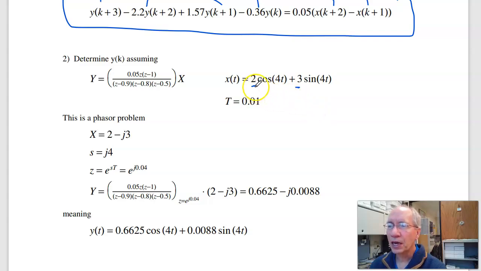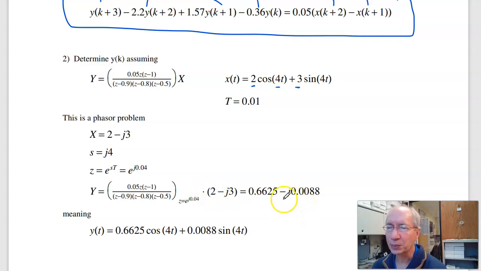So in phasors, I represent x as 2 minus j3, the real part's cosine, minus j is sine. S is j4, that's the frequency of oscillation, and z is e to the st. So if you're using MATLAB or an HP calculator, you got no problems. If you're using a TI calculator, TIs don't really like complex exponentials. In radians mode it works, otherwise it doesn't. But anyway, using a calculator that does work with complex exponentials, this is the gain at all frequencies. All I care about is what's the gain at z is e to the j 0.04. Times the input at that frequency gives you the output.